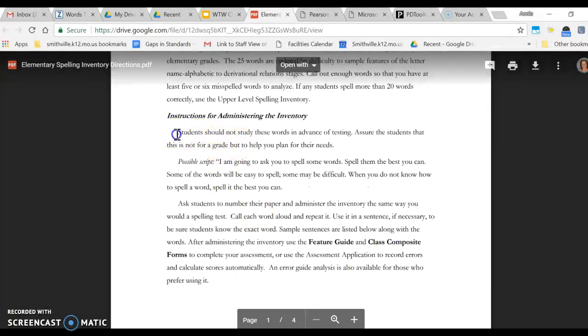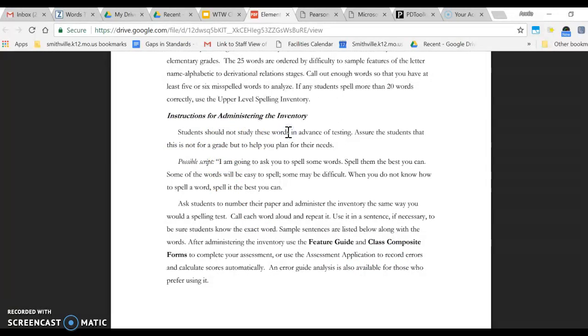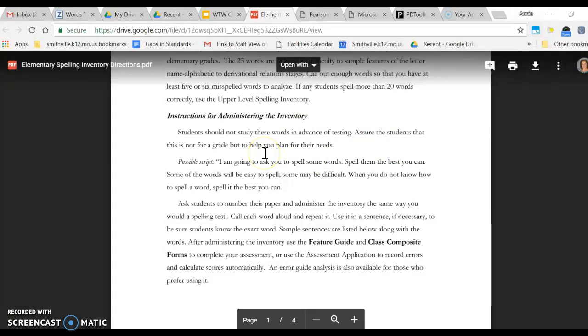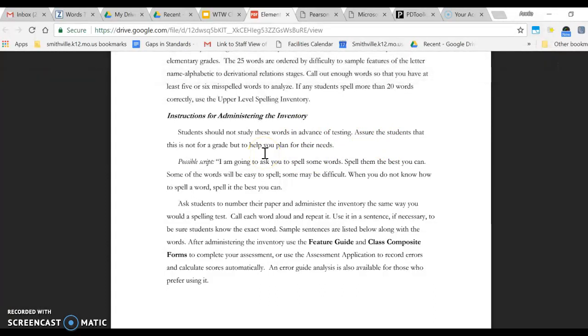Make sure that students do not study the words in advance. We do not want that, but also assure them that this is not for a grade, it's only for you to figure out what stage of spelling development they are in. They do give a possible script right here for you to use with the students.